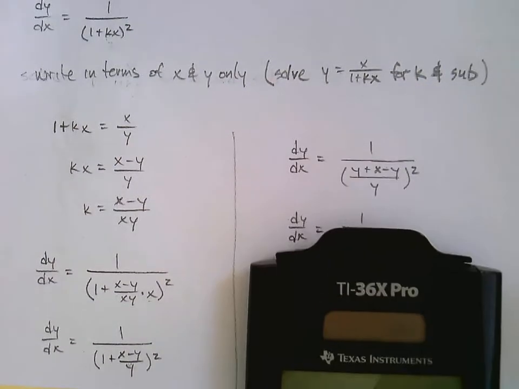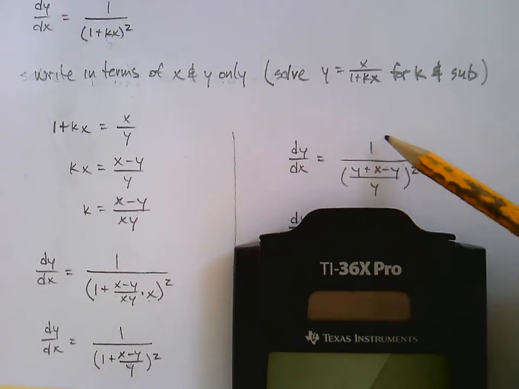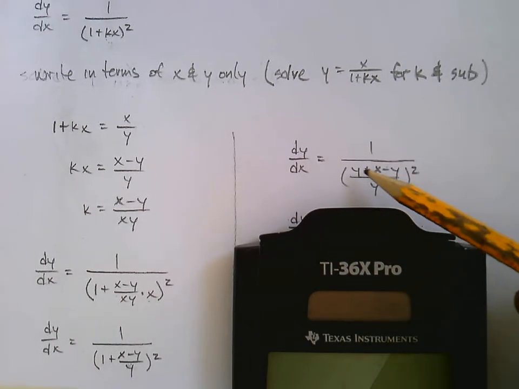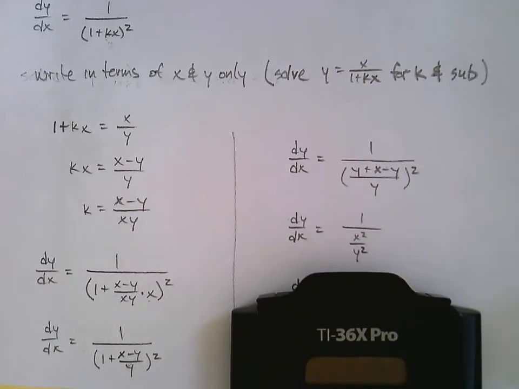Okay, then we're going to go up to this side. What are you going to do with that? Let's find the common denominator between the 1 plus, and the rest of it. So we could think of that as y over y. So we've got 1 over quantity y plus x minus y over y, quantity squared. And this is really cleaning up nicely because y minus y cancels. So we have dy over dx equals 1 over x squared over y squared.